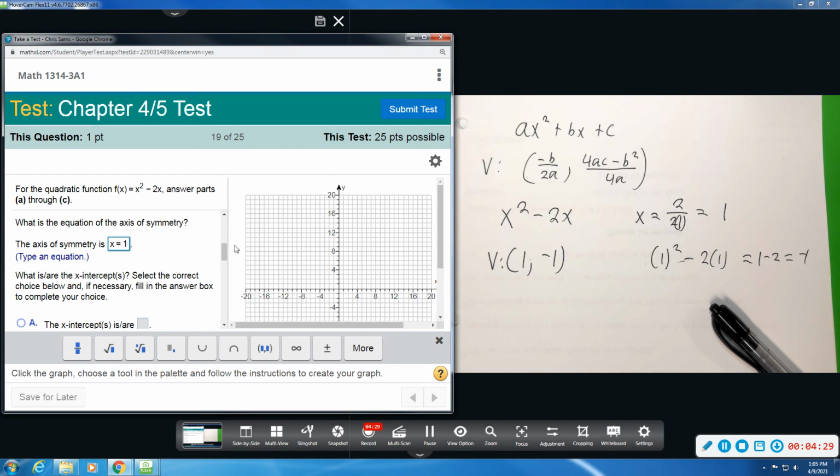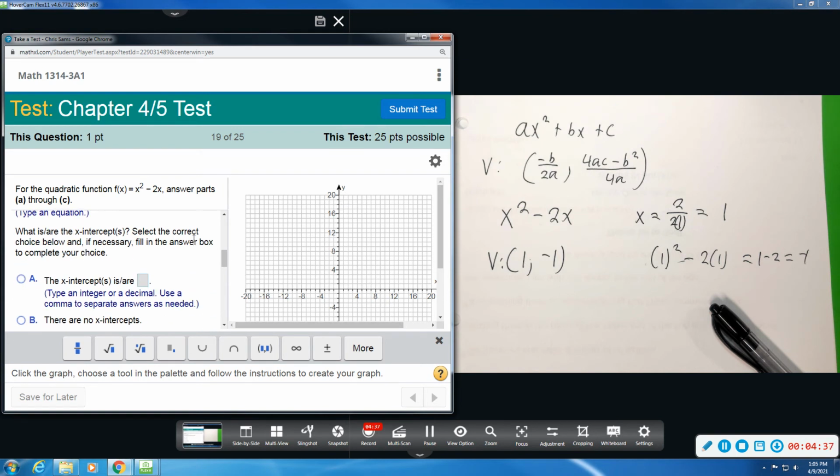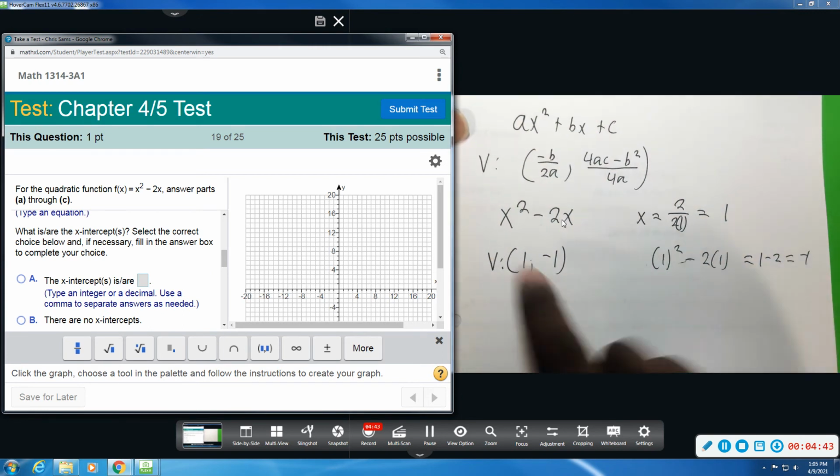So we're doing x equals 1. It's just the line where x is 1. It's an imaginary line that will cut right down the middle of your parabola. The x-intercepts. So when we find intercepts, we're going to let y equal 0.